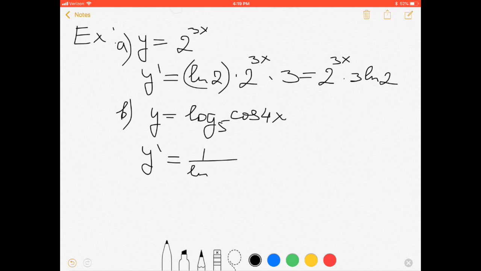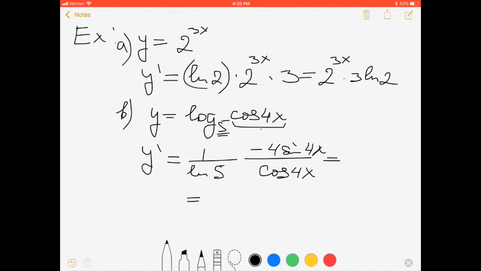natural log of your base, this means 5, then a fraction where what you have inside your logarithm goes to the denominator, cosine 4x, and the numerator will be the derivative of the function that stays inside the logarithm. The derivative of cosine is negative, so for cosine 4x it means negative 4 sine 4x.